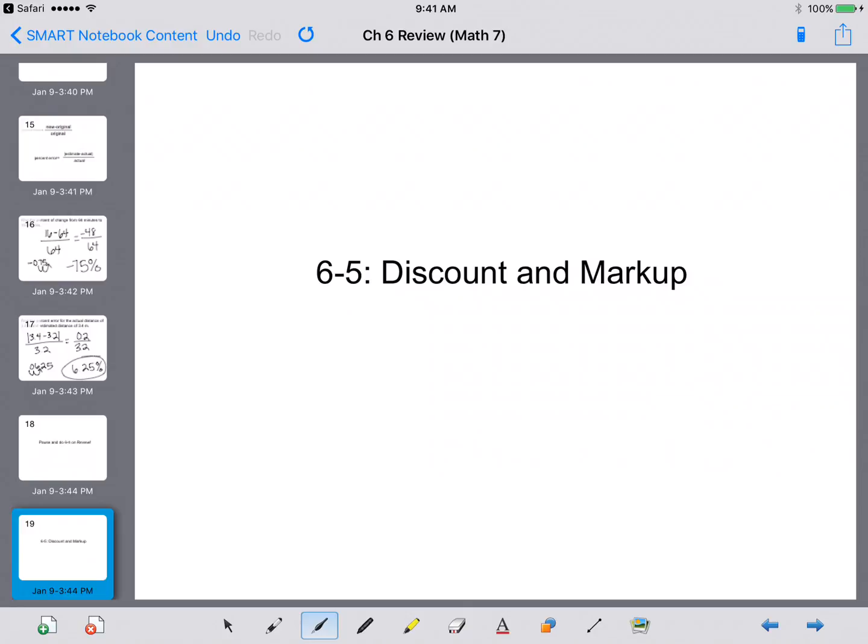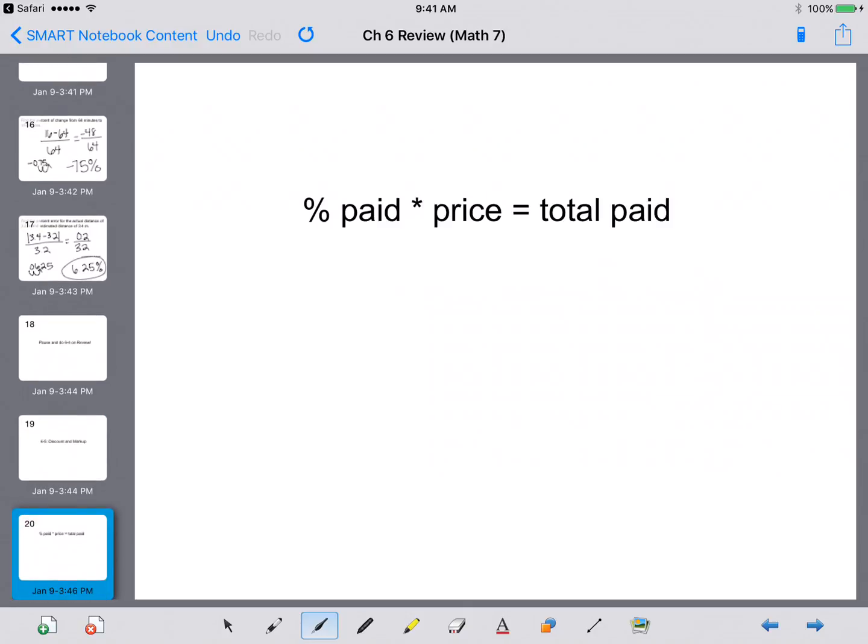And moving on to 6.5, discount and markup. So the equation for that is percent paid times the price equals the total paid. So if you have a discount of 25%, you're only paying for 75%. So you would throw the 75 in the percent paid. If you have a markup of 25%, that's 25% more than the original price. So you would have 125% because you're paying that whole plus another 25%. And that's the same with taxes. You're paying additional money. With a discount, you're getting money off, so it's smaller.